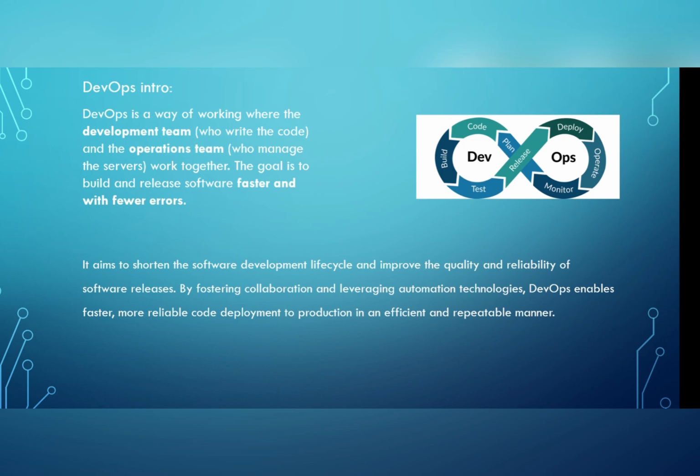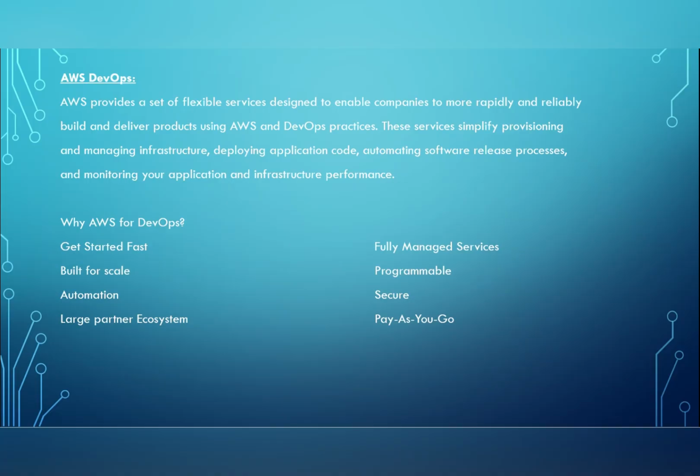By fostering collaboration and leveraging automation technologies, DevOps enables faster, more reliable code delivery to production in an efficient and repeatable manner. This is just the DevOps introduction, and let's see what AWS DevOps is. I think everybody got the point, right? What DevOps is and what the software development lifecycle is. Now see what AWS DevOps is.